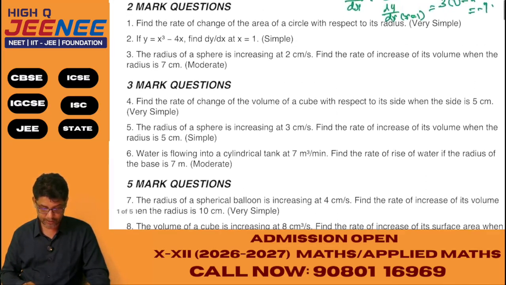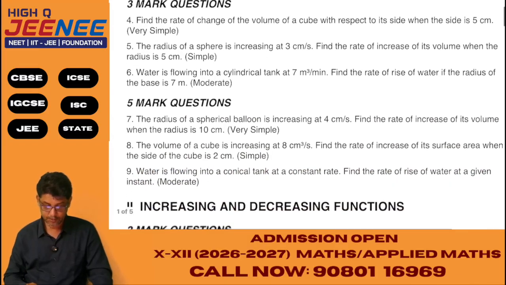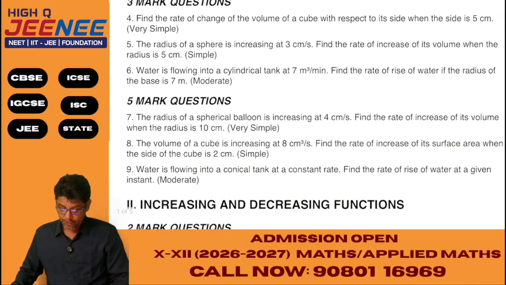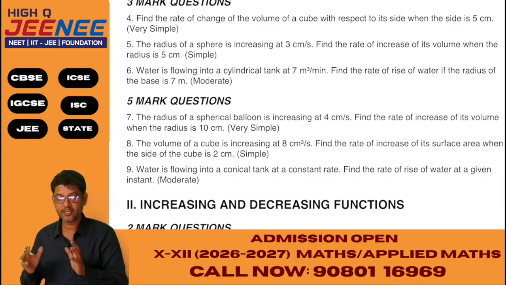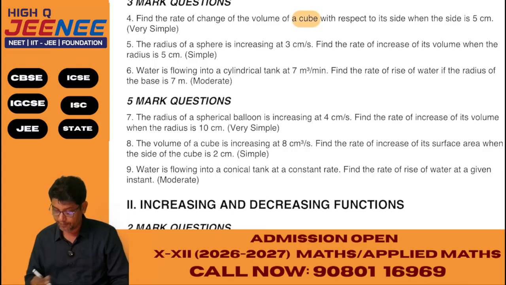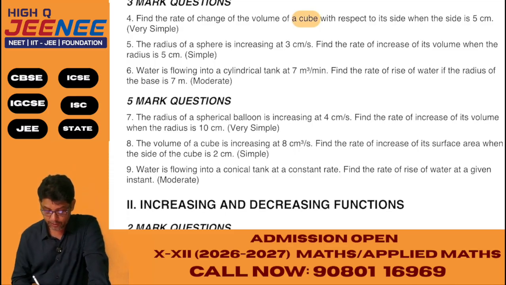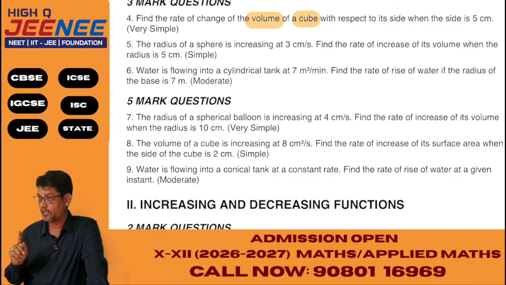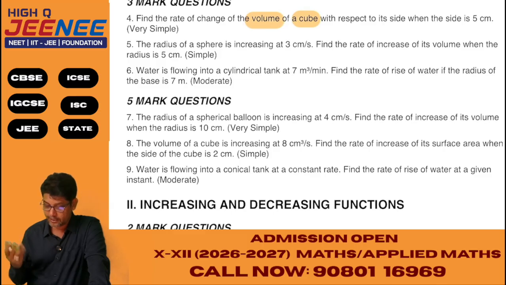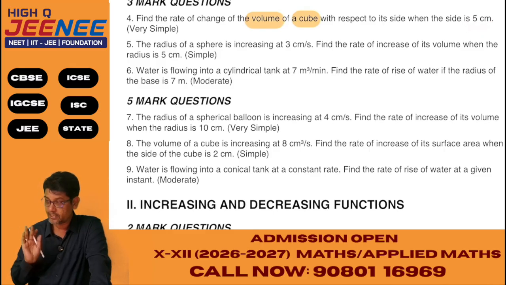Now, a 3-mark question we'll discuss. Find the rate of change of volume of cube. Here, what 3-dimensional figure is given? Cube is given. And what are we going to find out? Volume of the cube with respect to its side. This is most important, my dear. Here we are not differentiating with respect to time. We are differentiating with respect to side, and the side is 5 centimeter.